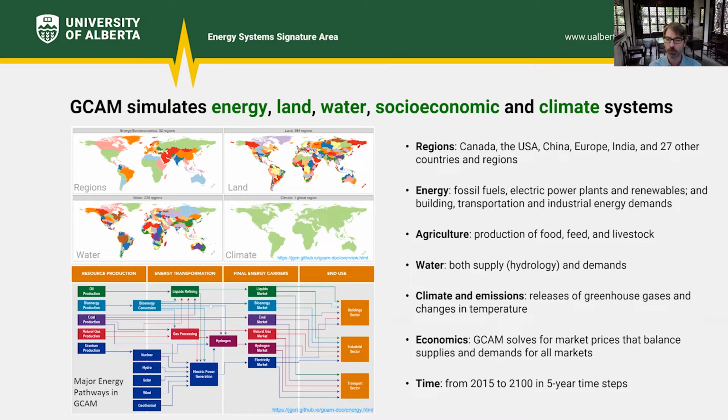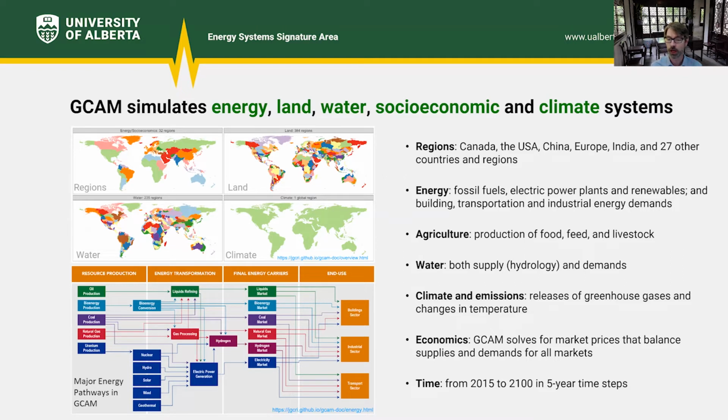side of this image. It also simulates the growth of food, feed, and livestock, a bunch of different crop types that are used for feeding people as well as feeding animals. It simulates also water, so both the supply or the hydrology at a river basin scale, and you can see all of the different river basins that are represented over here on the left-hand side again, as well as the demands for agriculture, for industry and energy production, and for domestic purposes within households.